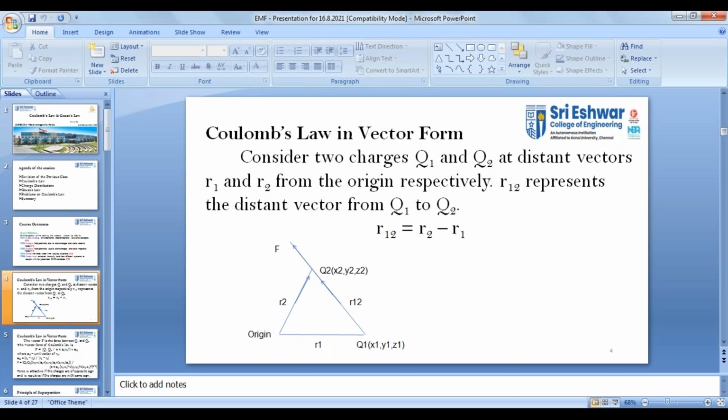Yeah, Merlin. It states that the force between two very small objects separated by a distance which is large when compared to their size is directly proportional to the product of charges and inversely proportional to the square of the distance between them. Yeah, very good. What Merlin has told is the exact statement of Coulomb's law.